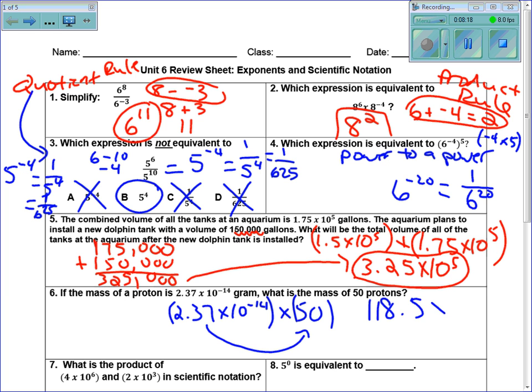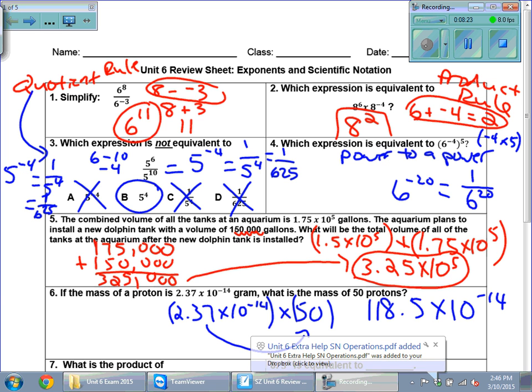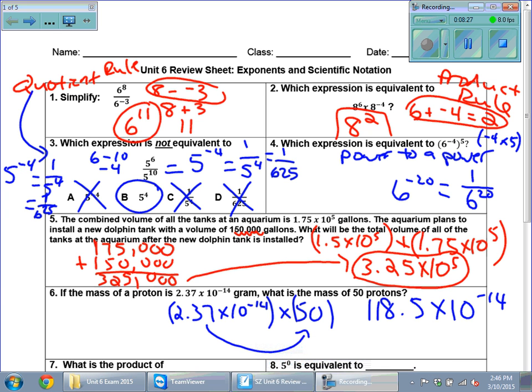118.5 times 10 to the negative 14. The 10 to the negative 14 stays the same. There's nothing for it to be multiplied by, so there's nothing to change it. In class, a lot of you changed it. You did 50 times 10 to the negative 14, right? We don't need to do that because we already did 50 times 2.37.